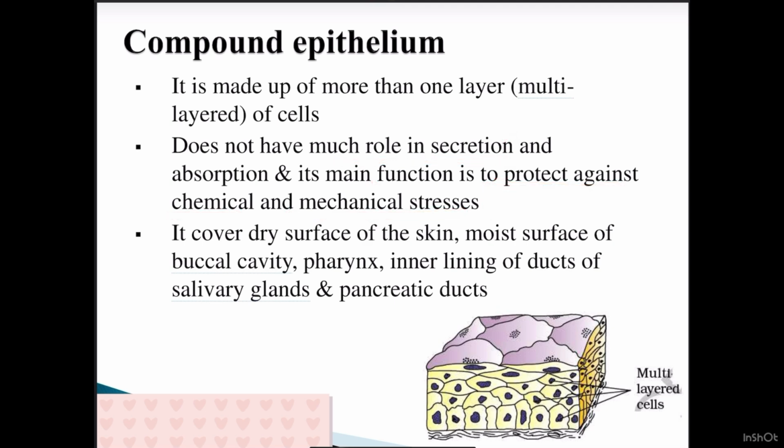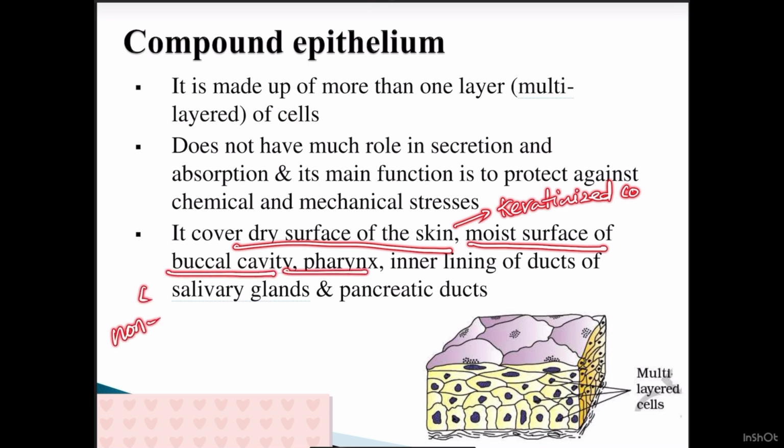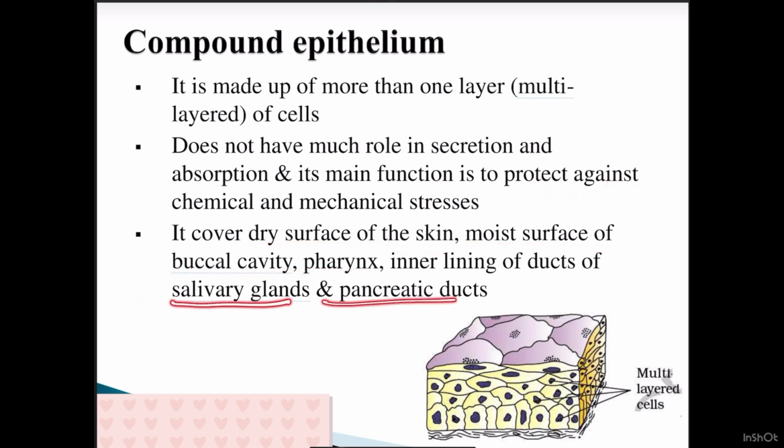It covers the dry surface of the skin, hence you can consider this keratinized compound epithelial tissue. If it is present on the moist surface of the buccal cavity and pharynx, then you can consider it non-keratinized. It can also be seen in the inner lining of the ducts of salivary glands and the pancreatic duct.